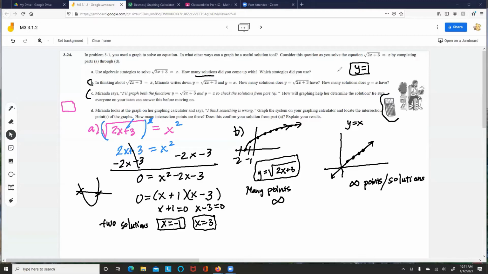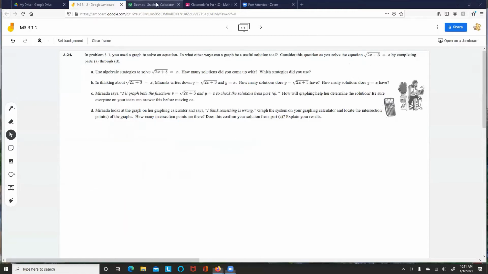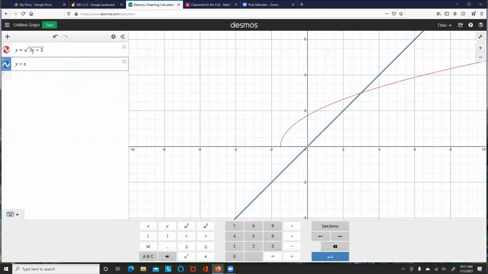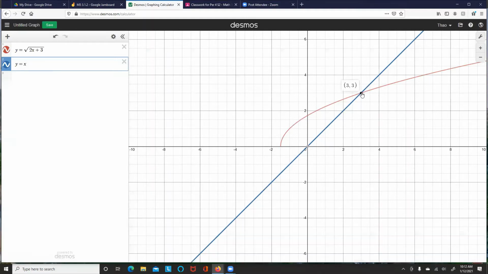But since we're on a computer and we're Zooming, I'm going to do this on Desmos. So I've typed in the equations here. I typed in y equals square root of 2x plus 3, so here's that graph, the red one. And y equals x is the 45-degree angle line. How many times do these two lines intersect? Once. That's right, once. Let's click on it. It intersects at 3, 3.